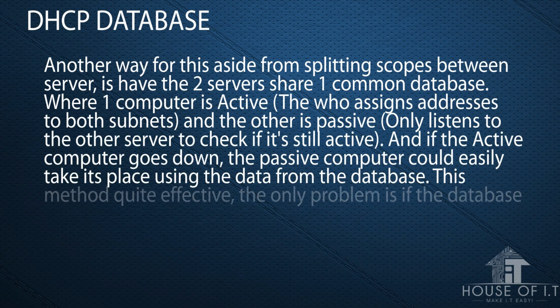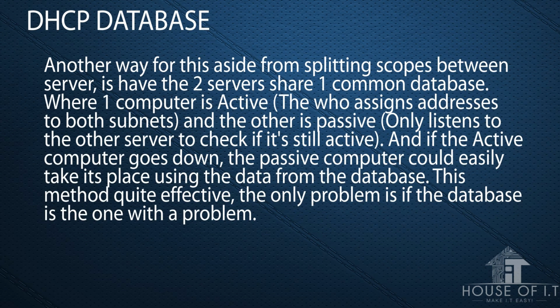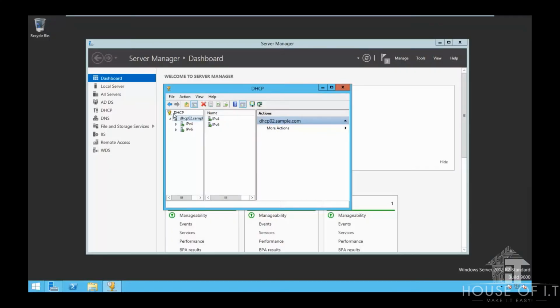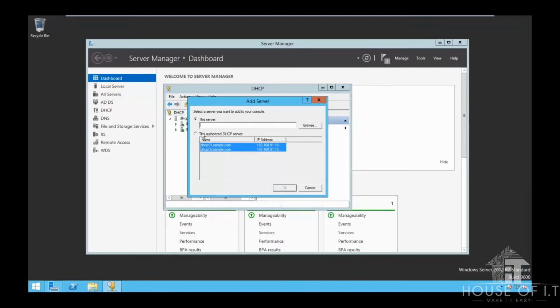Another way for this, aside from splitting scopes between servers, is to have the two servers share one common database, where one computer is active, which is the one who assigns addresses to both subnets, and the other is passive, who only listens to the other server to check if it's still active. And if the active computer goes down, the passive computer could easily take its place using the data from the database. This method is quite effective. The only problem is if the database is the one with the problem, putting the two DHCP servers in standstill.